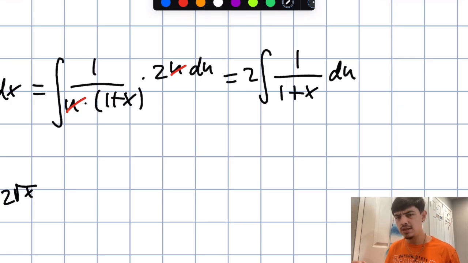du, right? Like, what the heck? What's going on? We still have x's and we have a du. We can't integrate with x's with respect to du. That doesn't make any sense. So we need to get that 1 plus x into terms of u. How can we do that?